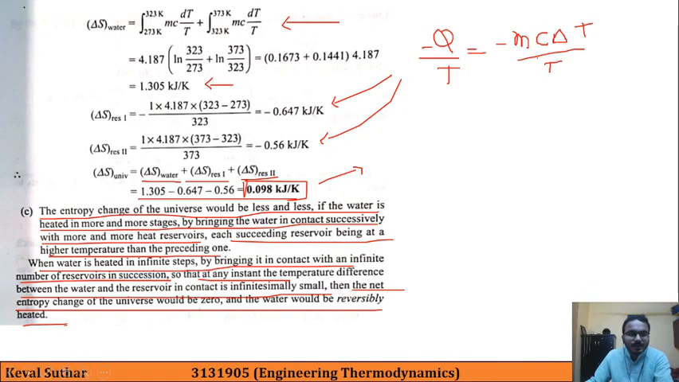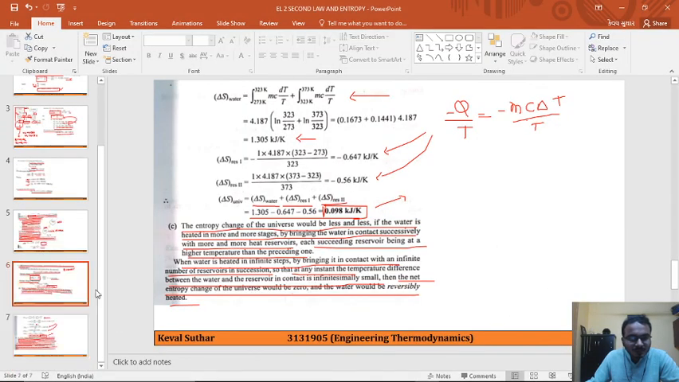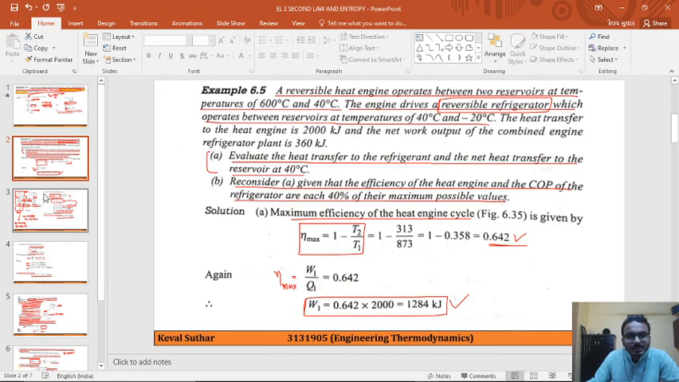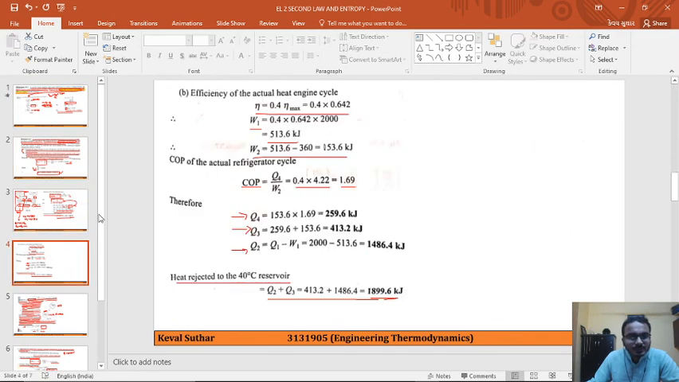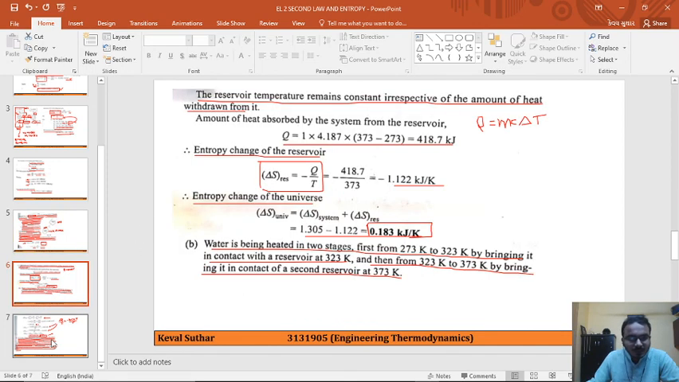So this is the end of our today's extra lecture. We have seen 3 examples today. First is of a basic heat engine, second is a combination of heat engine with refrigerator, and third is of entropy, where we are bringing a system in contact with a reservoir.